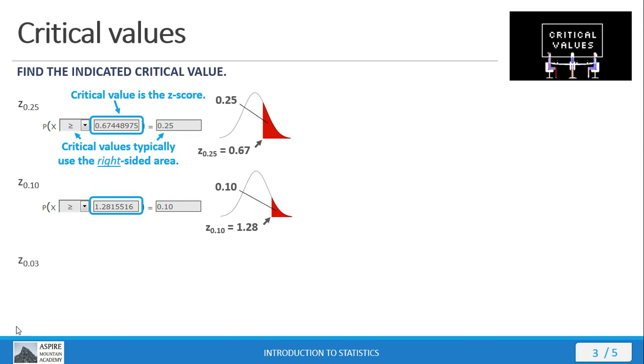What about z of 3%? Well, hopefully you get this coming out, 1.88. If you didn't get that, make sure your numbers match. Find out where you're going wrong with this so you can get this right.